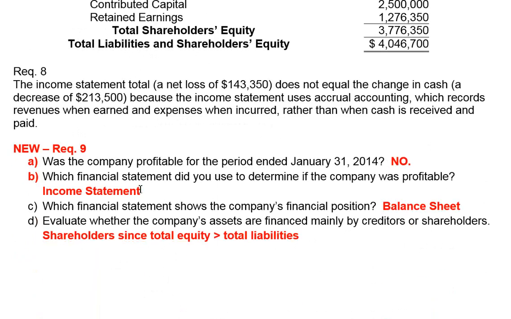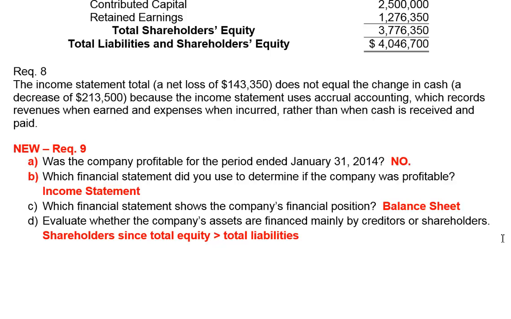If we now go down to our third question, which financial statement shows the company's financial position? That would be the balance sheet, because it gives us the balances of all the assets, liabilities, and shareholders' equity accounts at one point in time. Now, are the company's assets financed mainly by creditors or shareholders? Well, let's go back and see where the amounts owing to creditors would show and the shareholder entitlement amounts would show. Creditor balances would show on the balance sheet as well as shareholder balances.